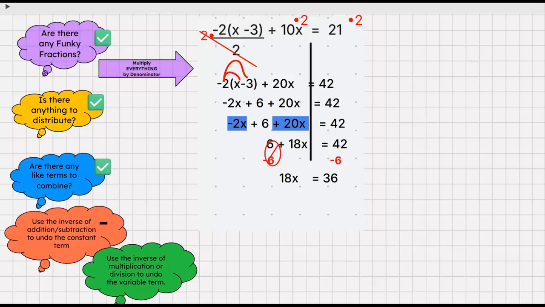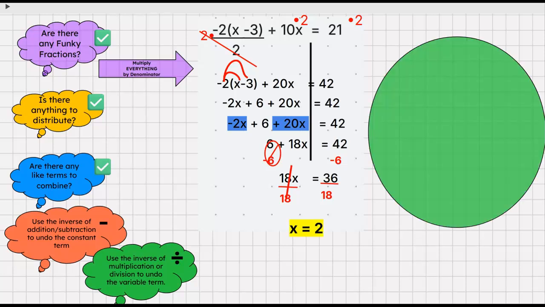So the last step is to use the inverse of multiplication, or division, and because we have a coefficient, we need to divide both sides by that 18 to end up with x is equal to 2. Don't forget to check your work.